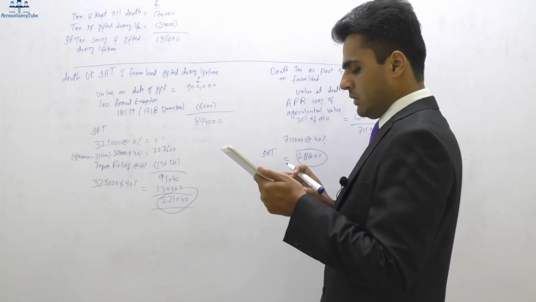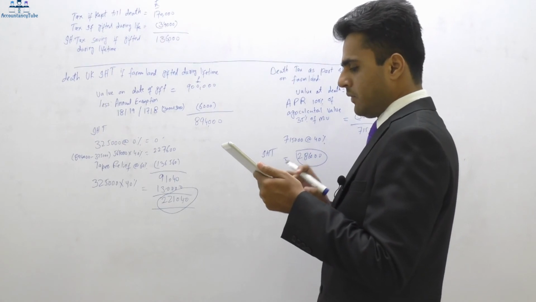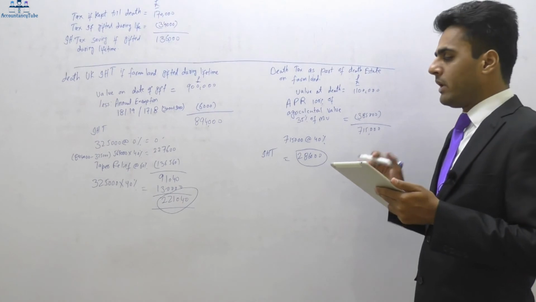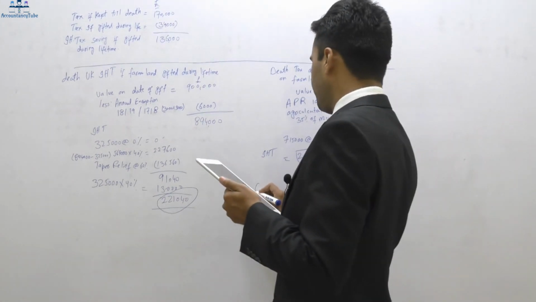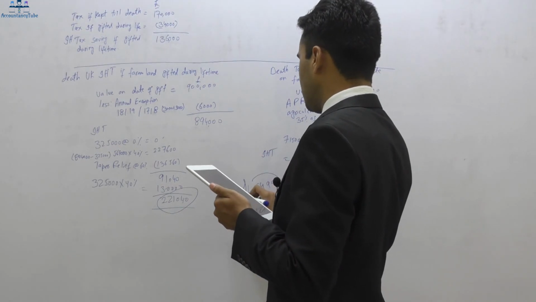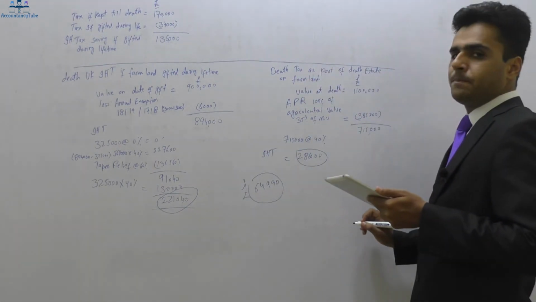286,000 less 221,040. So the difference of this amount is 64,990. So we are better off by this amount, 64,990, if we give it during our lifetime.